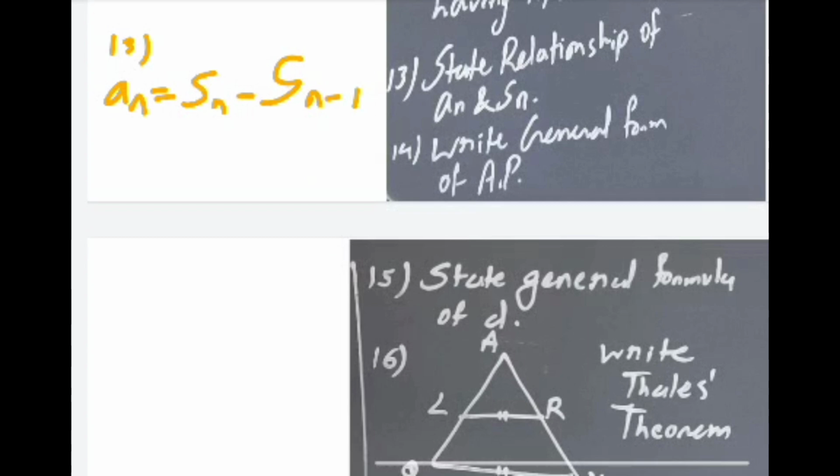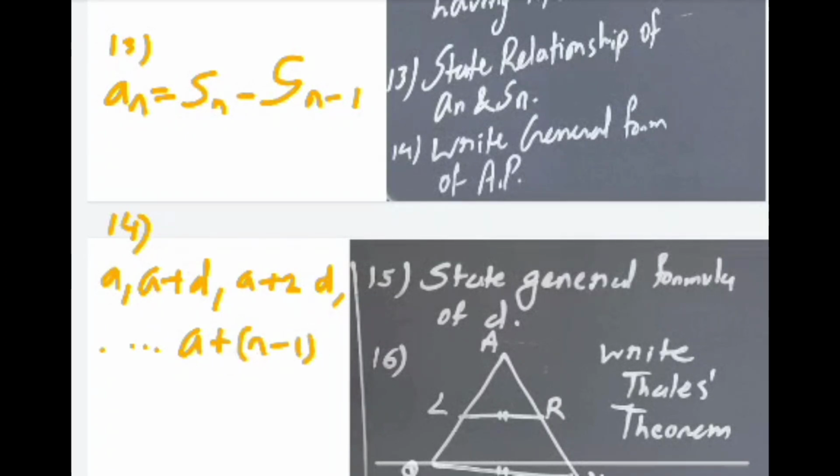Okay, then 14th one, write general form of AP. So general form of AP is a plus d, up to a plus n minus 1 into d. So this will be the nth term, and this is the general form of AP. A plus d, a plus 2d up to a plus n minus 1 d.